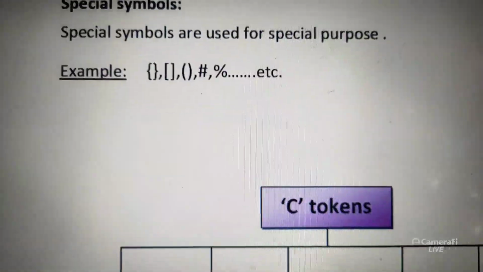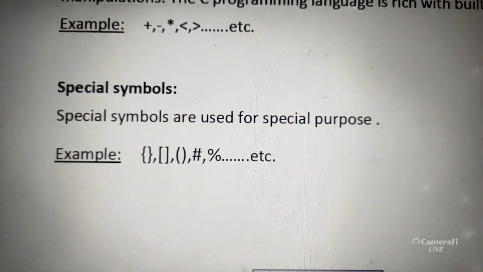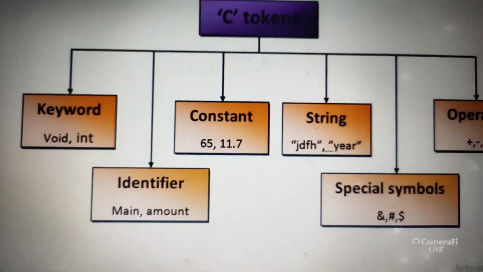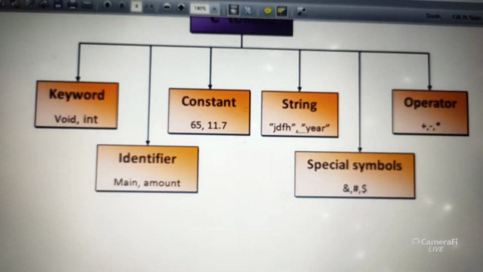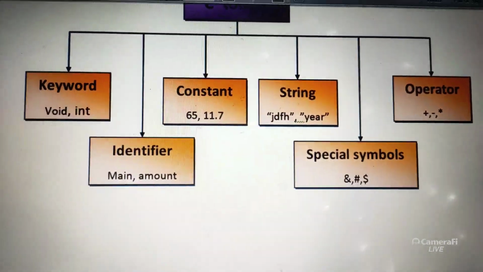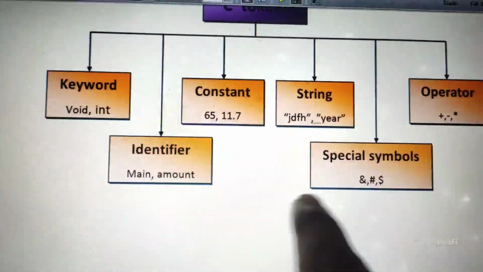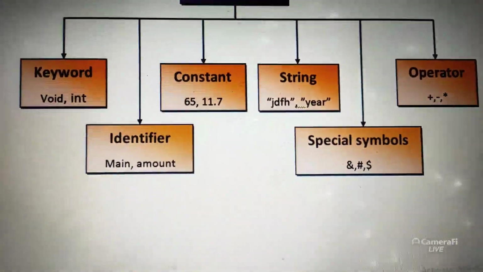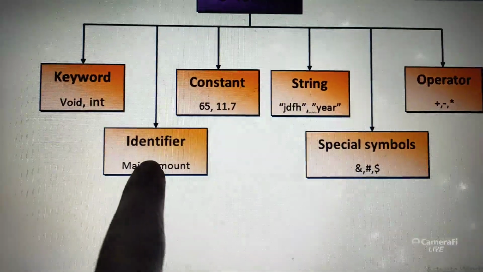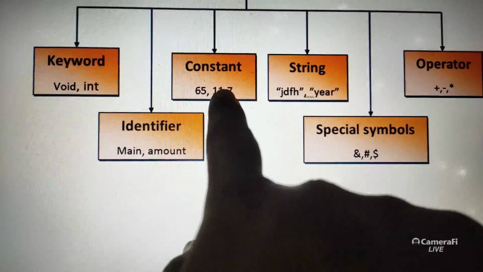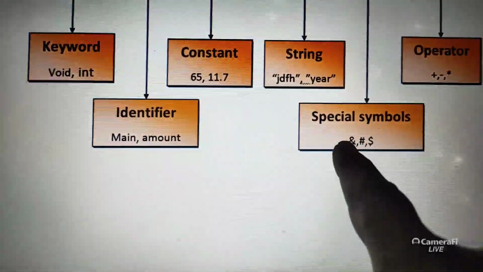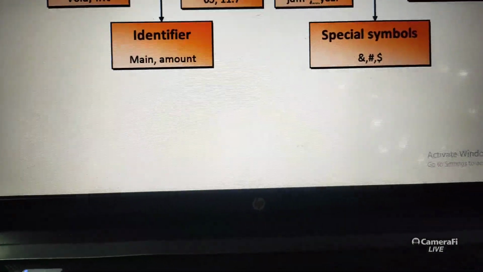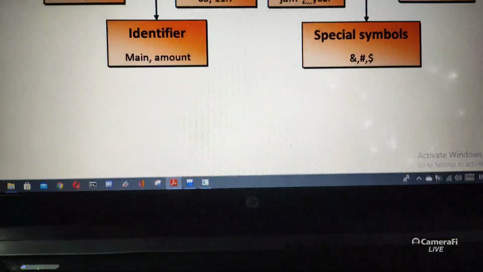Special symbols, so brackets and other symbols may be used. So these are the tokens. You read constants as a separate topic and tokens together. Keyword, identifier, constants, system words, user words, constants, strings, special symbols, operators, all together will be called the C tokens.